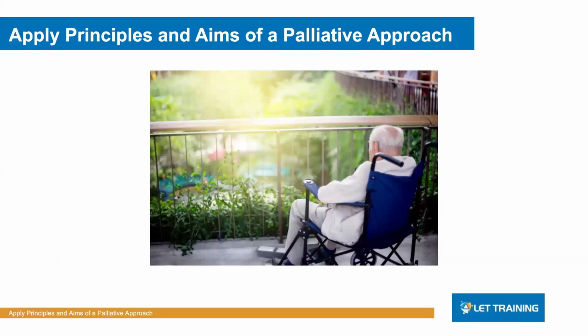Apply principles and aims of a palliative approach. A life-limiting illness is an illness or disease that cannot be cured and is expected to shorten one's life. It can be malignant or non-malignant. Often these lead to further health complications, causing physical pain and psychological distress. Some examples of illnesses that may require palliative care include cancer, dementia, stroke, chronic obstructive pulmonary disease, congestive heart failure, Alzheimer's disease, and kidney failure. These illnesses are irreversible and the chance of long-term recovery is low.